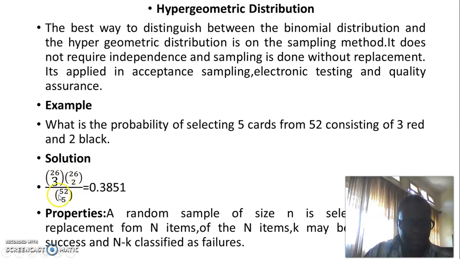So we can pick 5 from 52 in 52 combination 5 ways, which is equal to 0.3851. Remember, we have selected 5 cards from 52, of which there were 3 red and 2 black.